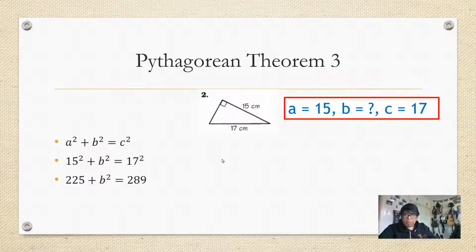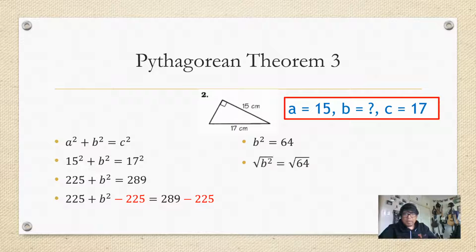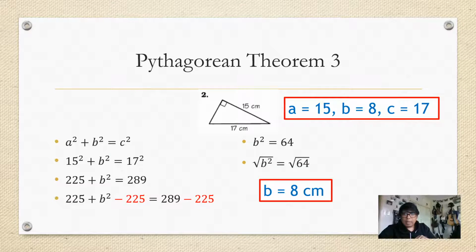This is the algebra part of this whole thing. We're going to subtract 225 from both sides of the equal sign so that you can get b squared on the left side of the equal sign pretty much by itself. So b squared is equal to 64. To undo that square, you're going to take a square root. So the square root of b squared equals the square root of 64. Lastly, we get that b is equal to 8.